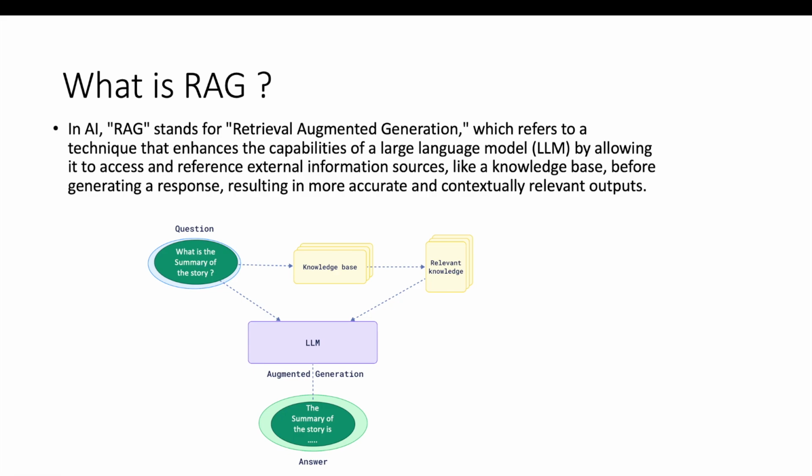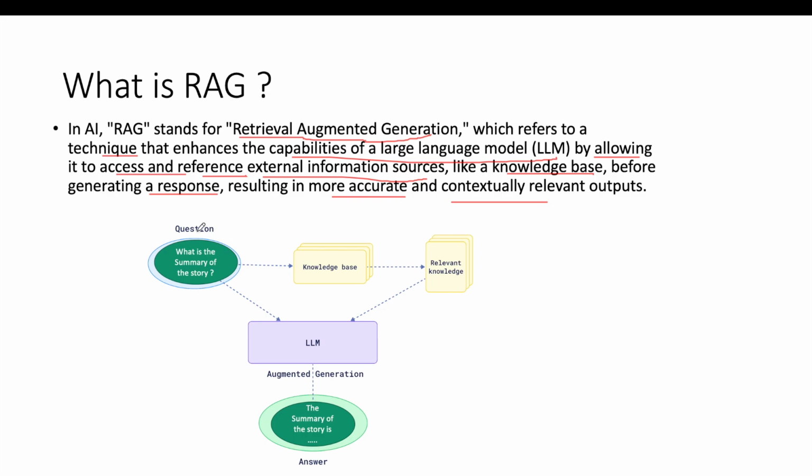So before going to the details of implementation, we want to know what RAG is. RAG stands for retrieval augmented generation. That refers to a technique that enhances the capabilities of an LLM by allowing it to access and reference external information sources, like a knowledge base, before generating a response, resulting in accurate and contextually relevant outputs.